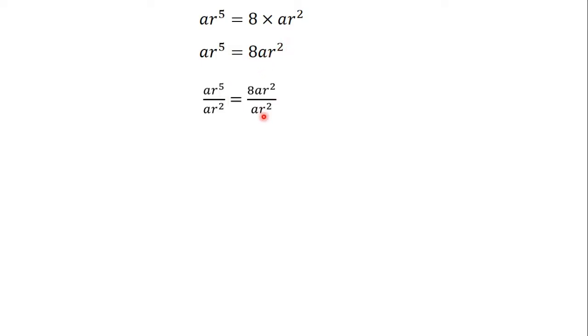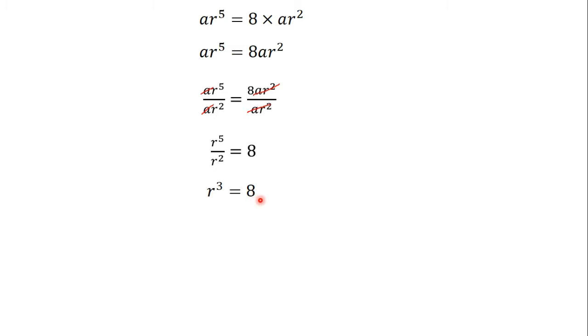I'll divide the left hand side by ar^2 and divide the right hand side by ar^2. So we can see that ar^2 here will cancel ar^2, a will cancel a, and this will give us r^5 divided by r^2 is equal to 8. From indices, we learned that r^5 divided by r^2 is equal to r^3. So we have r^3 is equal to 8.